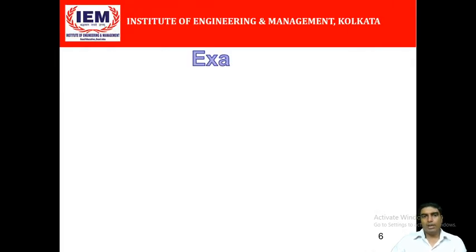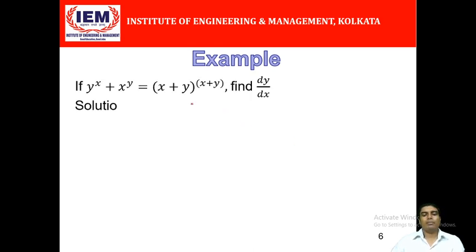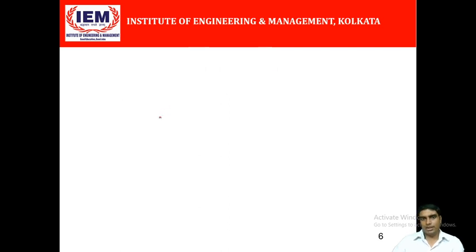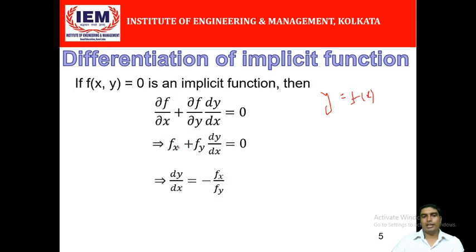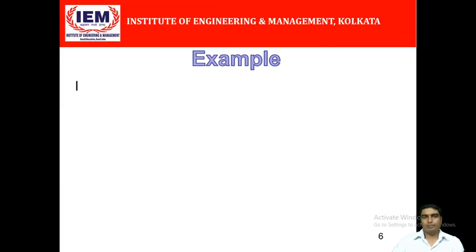Now take one example of this implicit function. Suppose we have this equation: y to the power x plus x to the power y equal to (x plus y) whole to the power x plus y, and we have to find what is dy by dx. To find this, I would have to differentiate this directly, and it will be very difficult, right? But by using the previous formula, that is negative of fx by fy, I can easily find it.